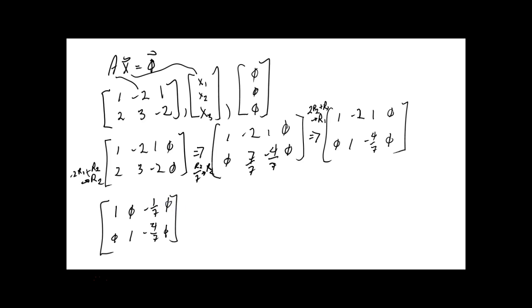What does that tell us? x of 1 is equal to, or if you wanted to write it more explicitly, x of 1 minus 1/7 is equal to 0, which implies that x of 1 is equal to negative 1/7.